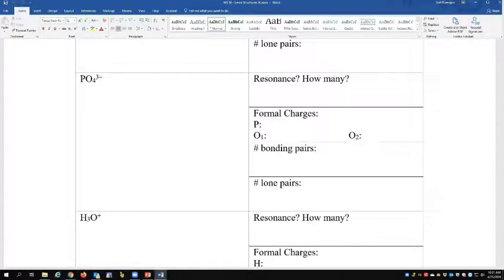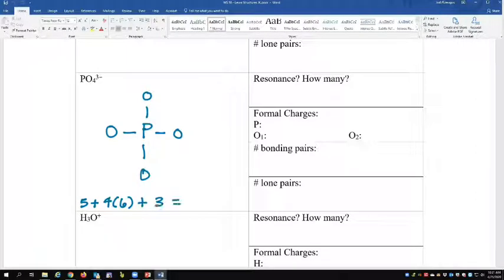So I'm going to start out like that. And then I need to think about, well, how many valence electrons do I have to work with? So I've got 1 phosphorus with 5, and I have 4 oxygens, they each have 6, and then the -3 charge means I have to add 3. So that's what, 32? It's always a good idea to double check. Yeah, 32.